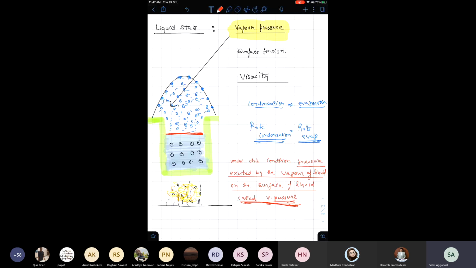जब कंडेंसेशन और evaporation बराबर हो जाएगा, उस पॉइंट पर whatever the vapors you have here, whatever the pressure they are applying on the surface of the liquid, that pressure is called vapor pressure. Understood?